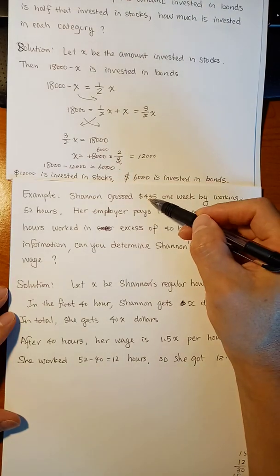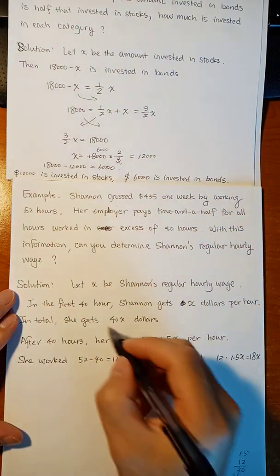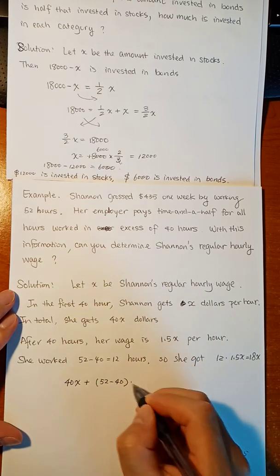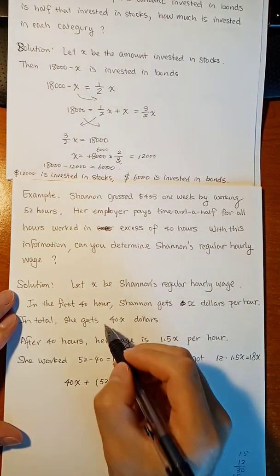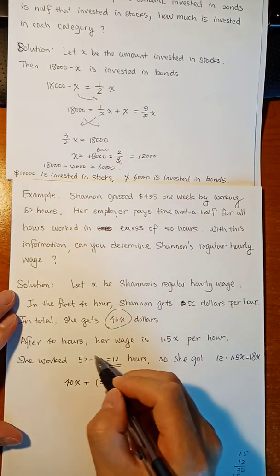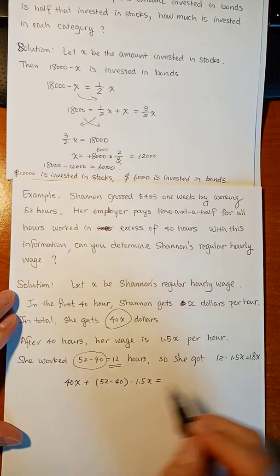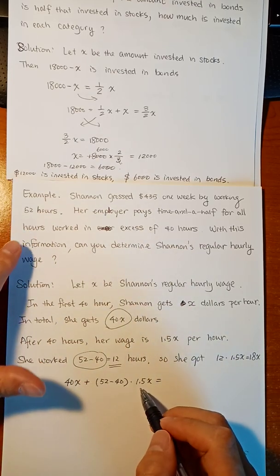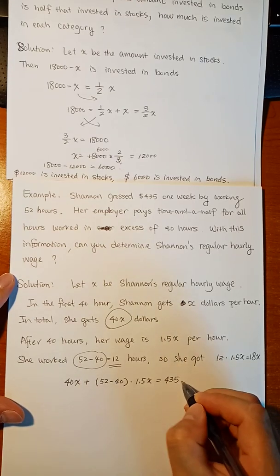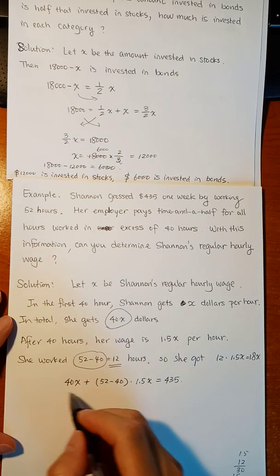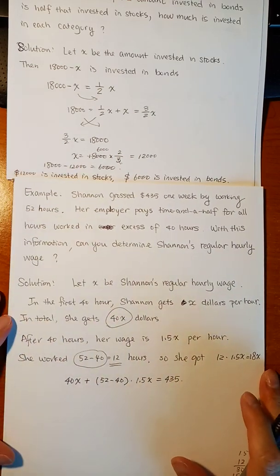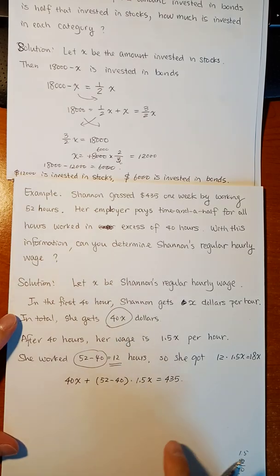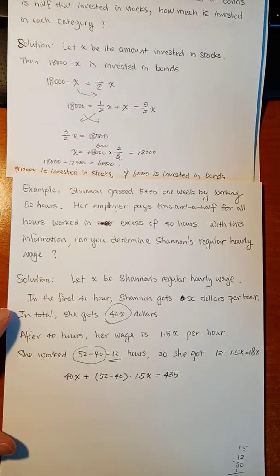So total, she got 435 in one week. So we get 40x plus (52 minus 40) times 1.5x. So how do we get 12? 12 is 52 minus 40, so that's why I don't directly copy 12, because 12 is not provided directly. So you copy 52 minus 40 and times 1.5. 1.5 is time and a half, that's the given. The total is 435. Okay, so this is the equation you should clearly write down in the exam. All the words are not necessary in the exam, but this equation is very important for me to give you credits.